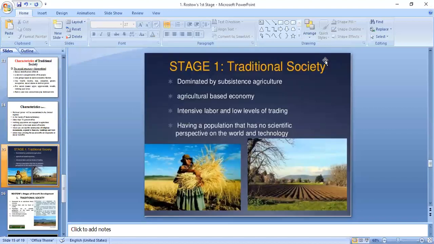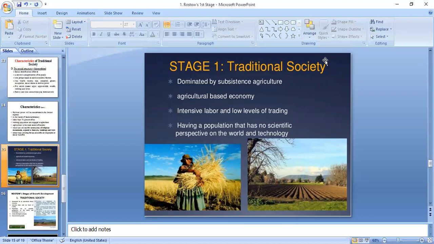So as നമുക്ക് സമ്മപ്പ് ചെയ്യാം, സ്റ്റേജ് 1 എന്ന് പറയുന്നത് ട്രഡീഷണൽ സൊസൈറ്റി ഡോമിനേറ്റഡ് ബൈ സബ്സിസ്റ്റൻസ് അഗ്രികൾച്ചർ. സബ്സിസ്റ്റൻസ് അഗ്രികൾച്ചർ എന്ന് പറഞ്ഞാൽ എന്താണ്? Subsistence agriculture is that kind of agriculture in which the people utilize all the products that have been cultivated for their own purpose, not for any kind of commercial purpose.